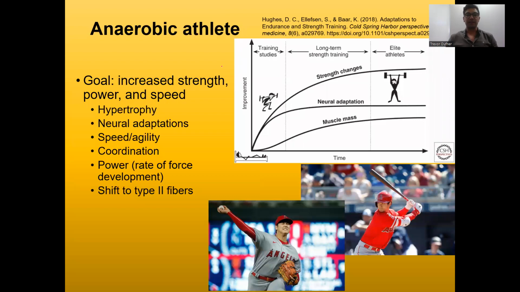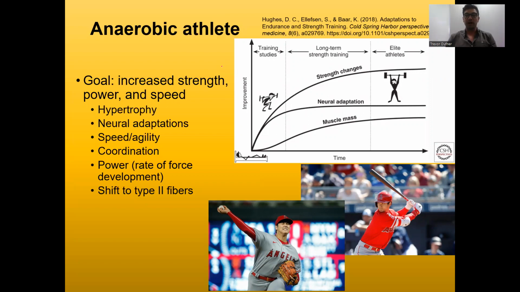So anaerobic athletes, if you want to work with them, your goal is going to be to increase strength, power, speed, and potentially hypertrophy. So you're going to rely a lot on neural adaptations, like I talked about before, getting that increased synergy, as well as trying to improve speed and agility and coordination.